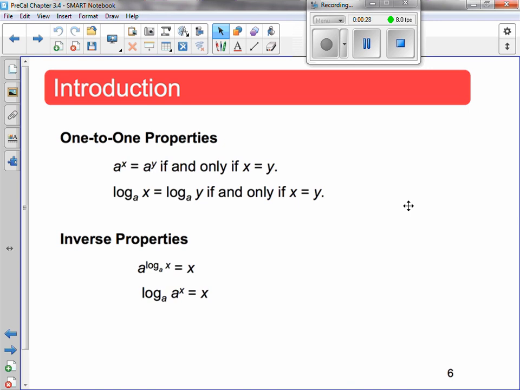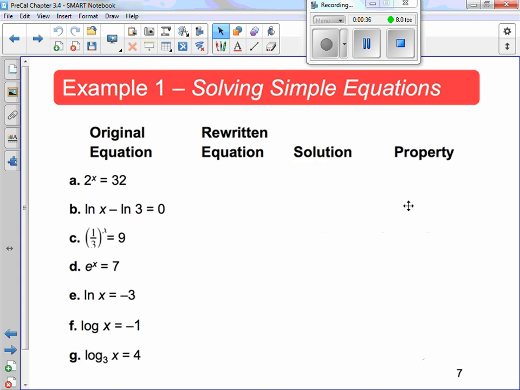Same thing for logs. Now the inverse property is saying log base a of a to the x is equal to x, and a to the log base a of x is equal to x. This is kind of delving into how we would do this, the different properties, and it'll make more sense once we actually look at it.